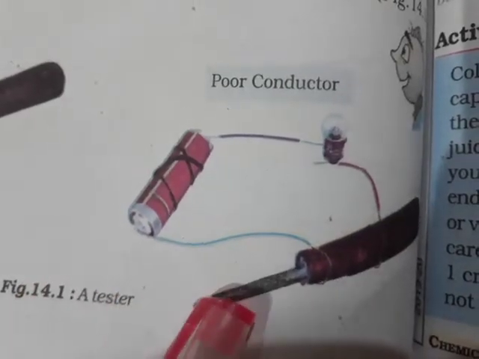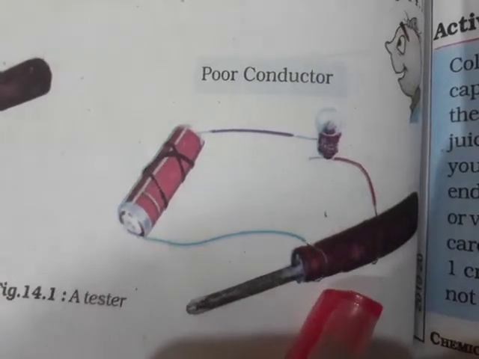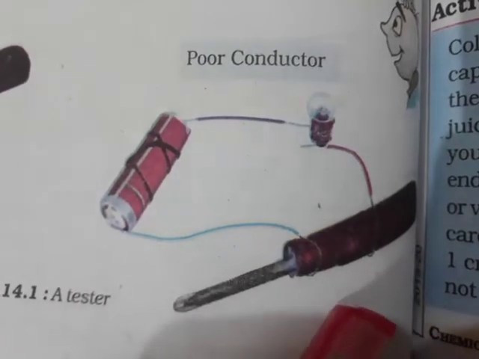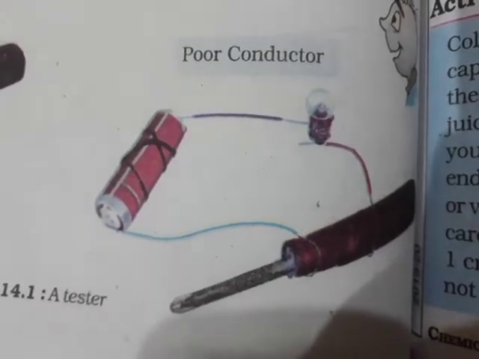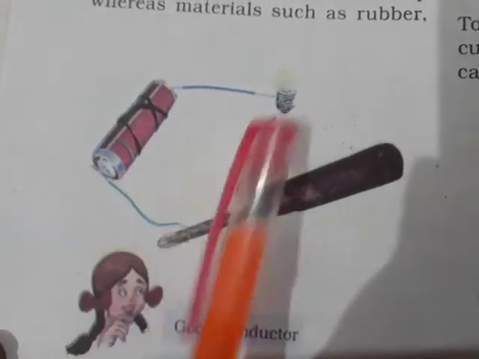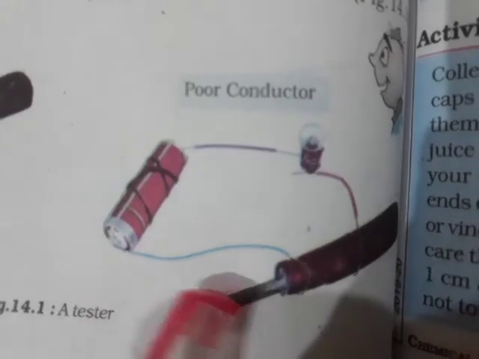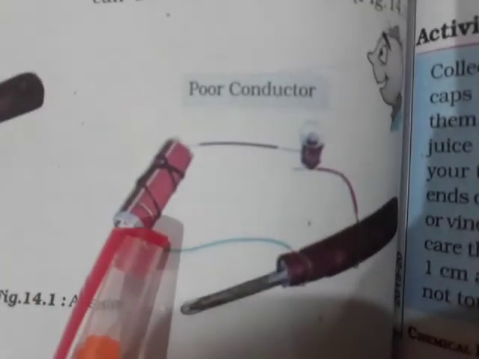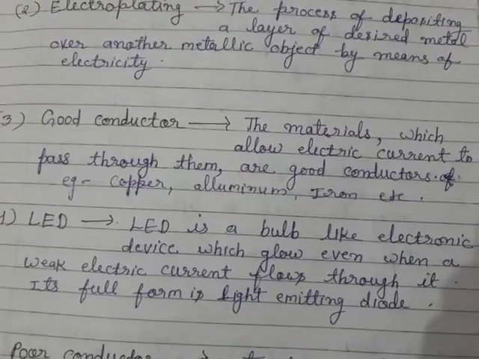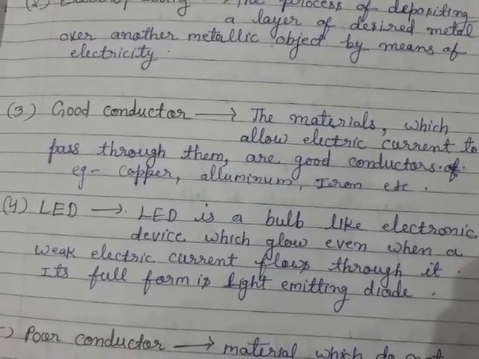In this tester, these wires connect with the insulator part or poor conductor part of the tester. In the first case, the bulb glows because the wires are connected through a good conductor. In this case, the bulb does not glow because the wires are connected by a poor conductor. So we find here two new terms, good conductor and poor conductor.